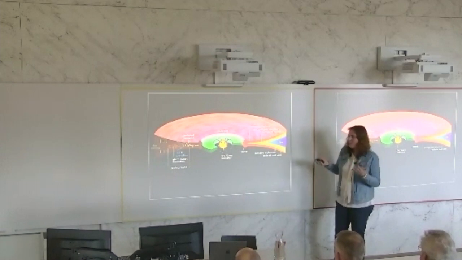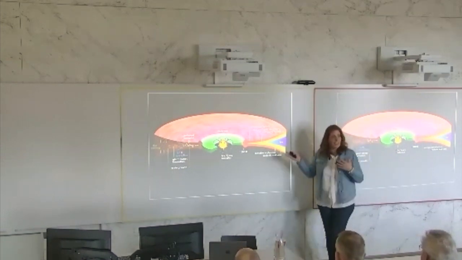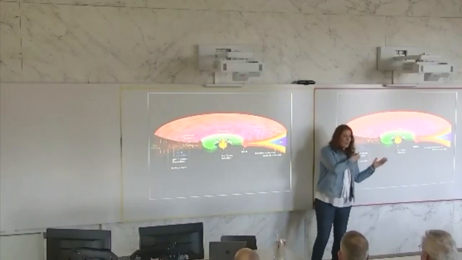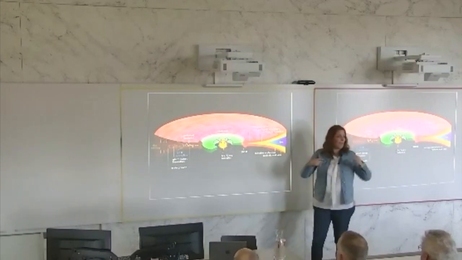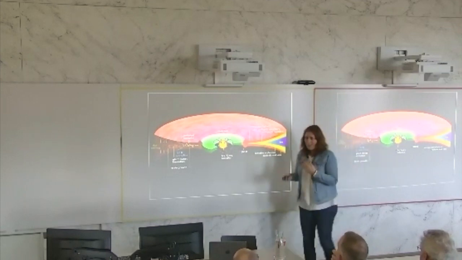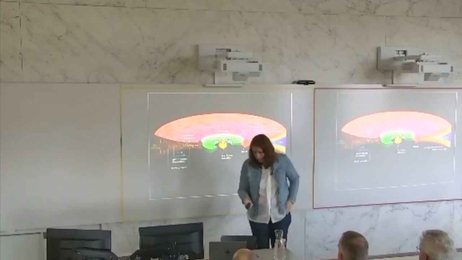And therefore, we don't know if the molecules that we're measuring in the disk are actually the same ones, inherited from the clouds, or if basically everything gets destroyed and reforms at this stage before it ends up in the planets.